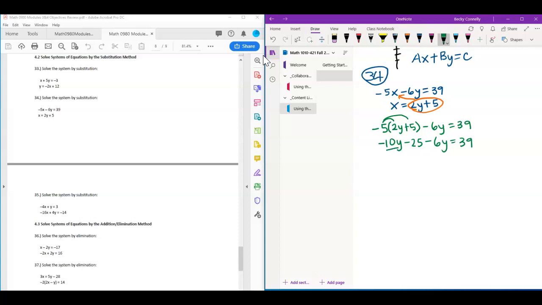We'll get our y's together, so that gives us -16y minus 25 equals 39. And then we're still trying to get y by itself, so let's add that 25 over. All right, so it looks like we get -16y equals 64. And so if we solve that for y, what do we end up with there?